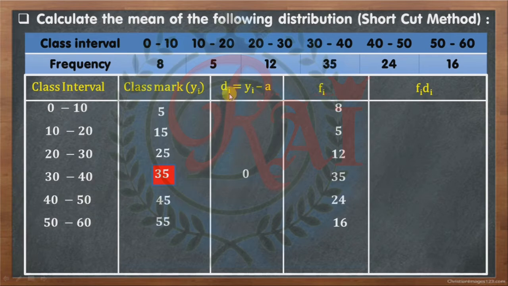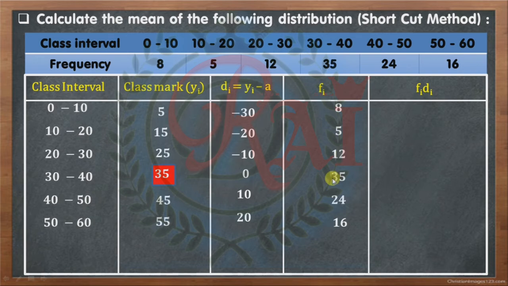Now the values of di above 0 are negative. So 5 minus 35 is minus 30, 15 minus 35 is minus 20, and 25 minus 35 is minus 10. And the values of di below 0 are positive. 45 minus 35 is 10, 55 minus 35 is 20.